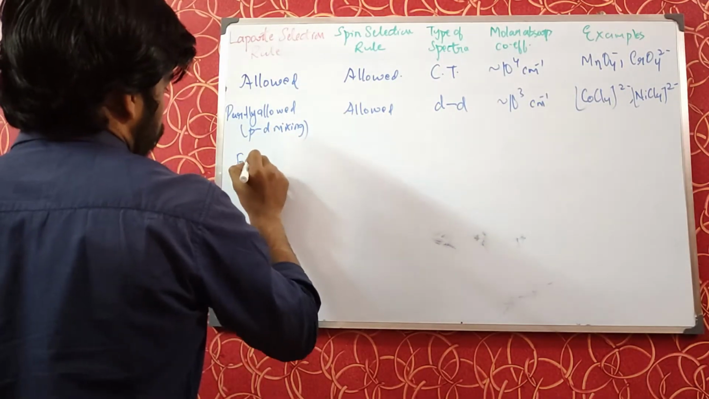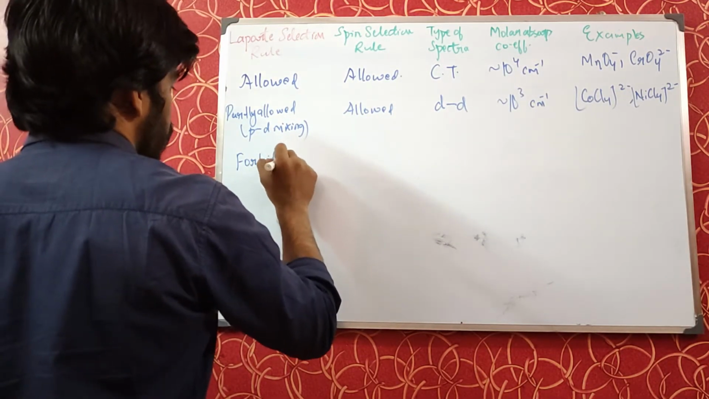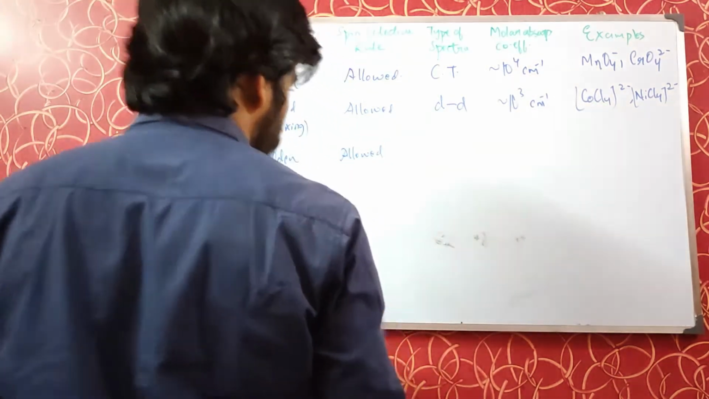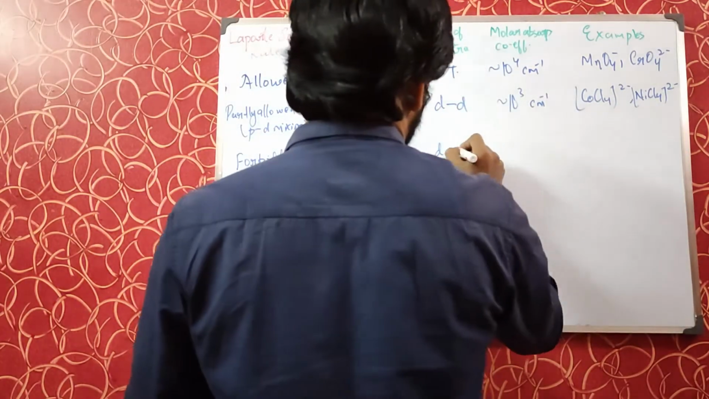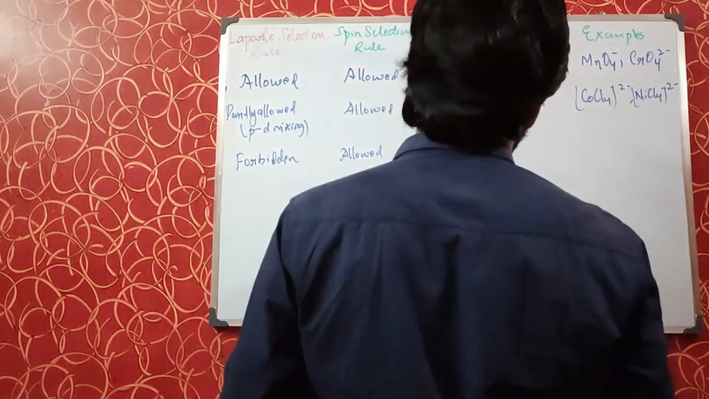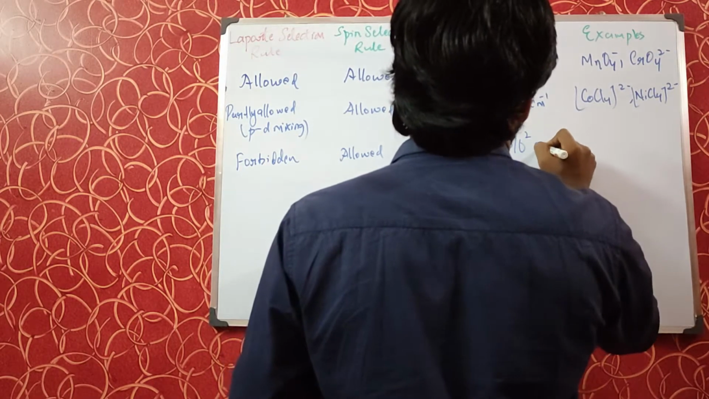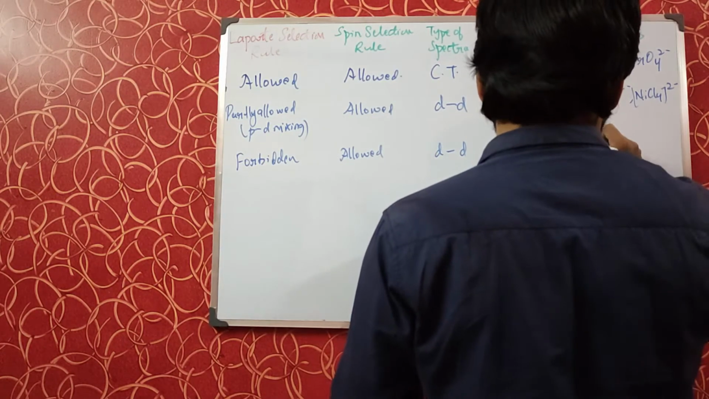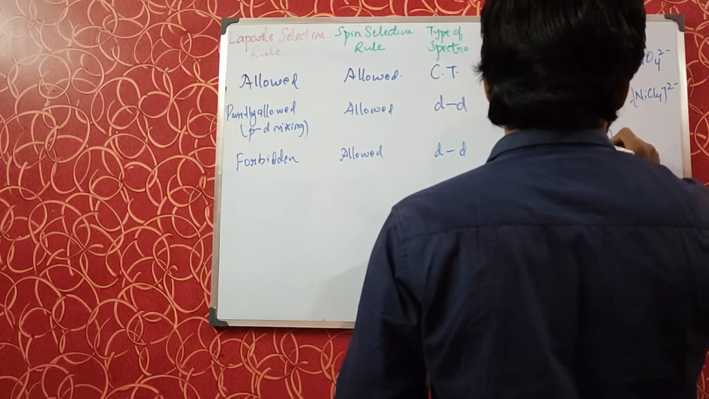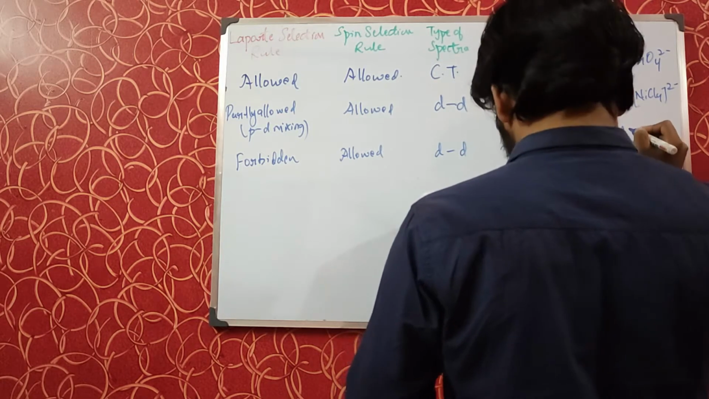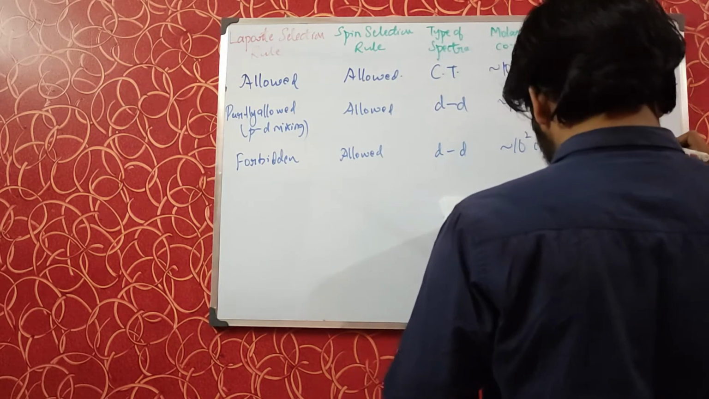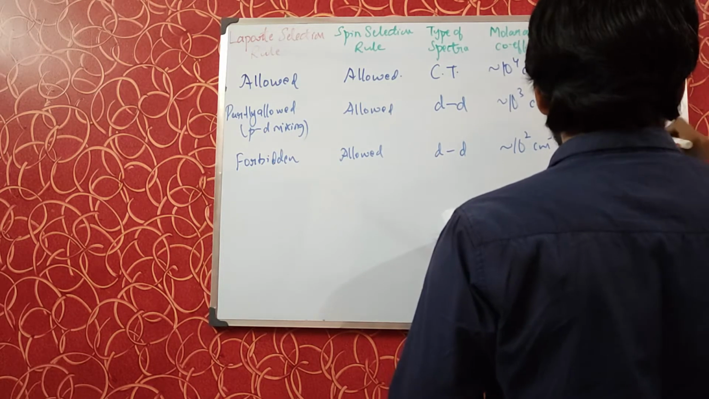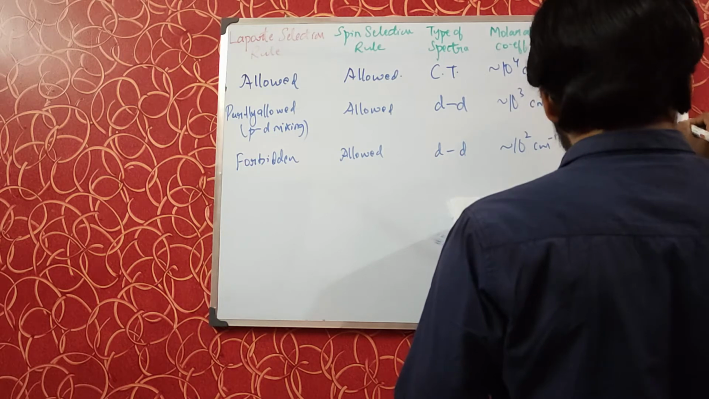Next is forbidden Laporte selection rule, but spin selection rule is still allowed. Okay, that would mean this is again d-d transitions only, but which does not involve any p-d mixing. This is of the order of hundreds. This would include examples like Ti(H2O)6 3 plus, and Co(H2O)6 2 plus.